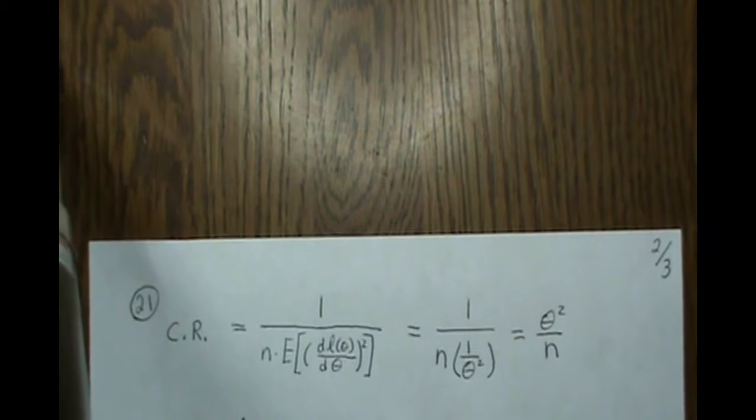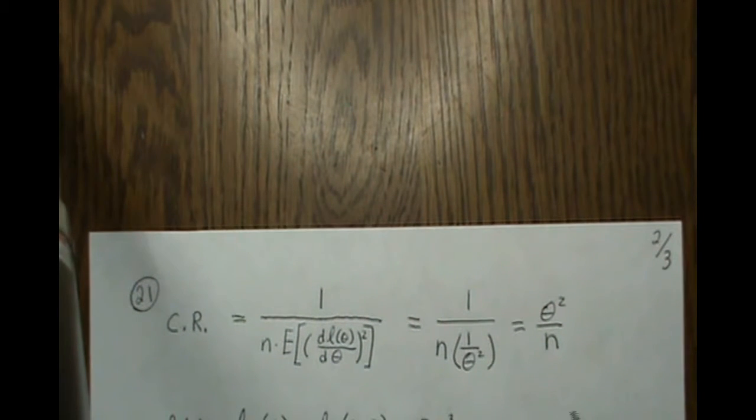So number 21, find the Rao-Cramer lower bound, and this is one of those things that you're just going to have to memorize, and this is the equation, and this ends up being the answer to the problem, but we'll go through that below.